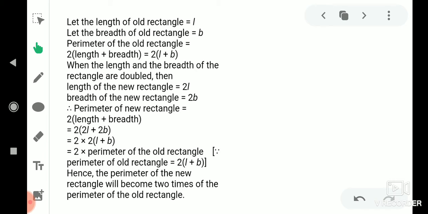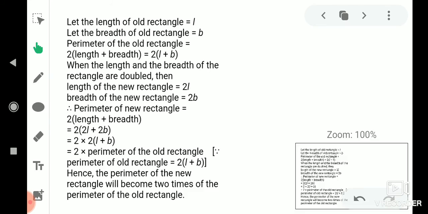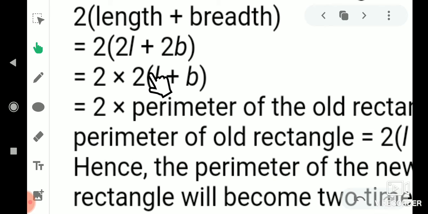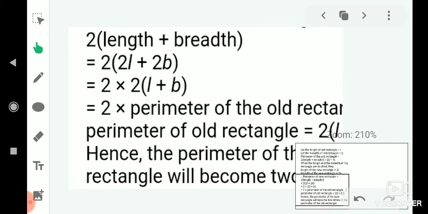Now for the new rectangle, length and breadth are doubled. That is, length of the new rectangle is 2L and breadth of the new rectangle is 2B. The perimeter of the new rectangle is 2 into length plus breadth, that is 2 into 2L plus 2B. If we take 2 common, 2 into 2 into L plus B. This L plus B is nothing but half the perimeter of the old rectangle, so 2 into perimeter of the old rectangle.